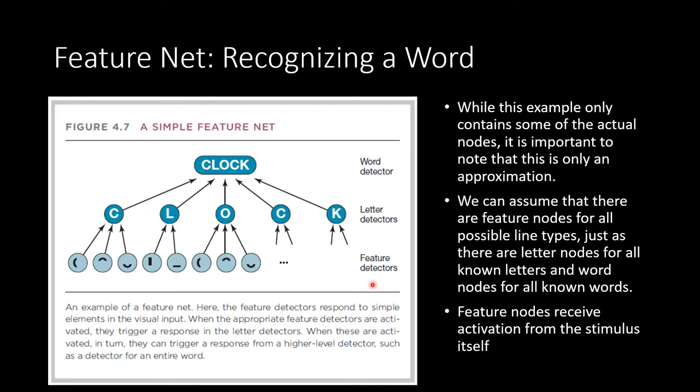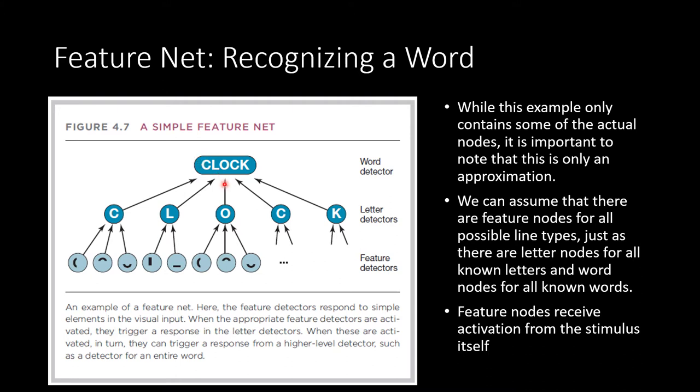The next layer in our feature net is the letter detectors, and these consist of individual letters. Much the same way that these operate, they get activation from the various feature detectors. So the more I'm seeing these shapes in the world outside my eyes, the more likely I'm registering a C, because these combined together in a specific way will give me a C. So too, as the different letters receive activation, I will get the word clock.